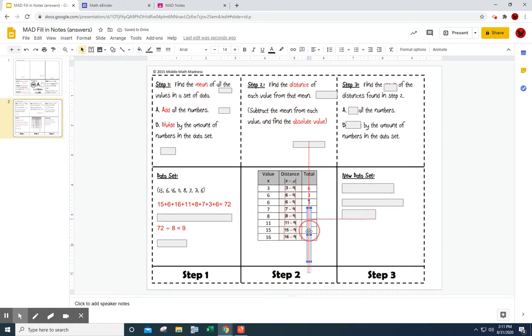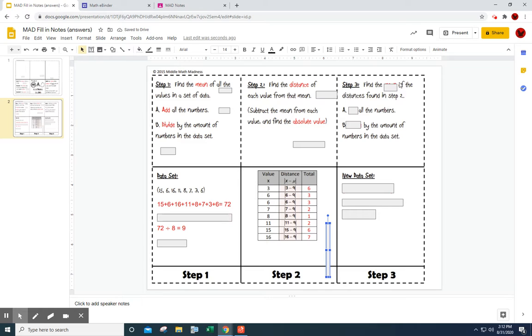Absolute value of 7 minus 9 is going to be 2. And the absolute value of 8 minus 9 is 1. Absolute value of 11 minus 9 is 2. And then 15 and 16 give 6 and 7.